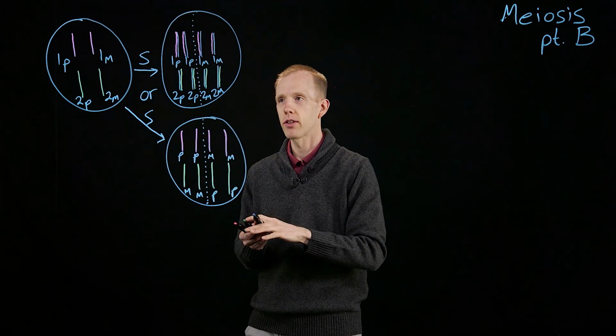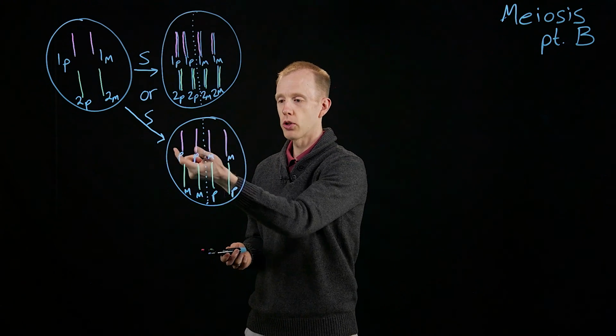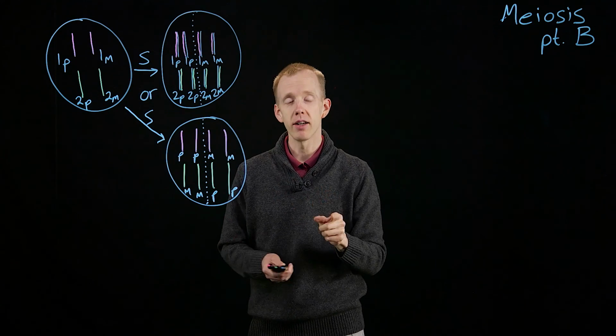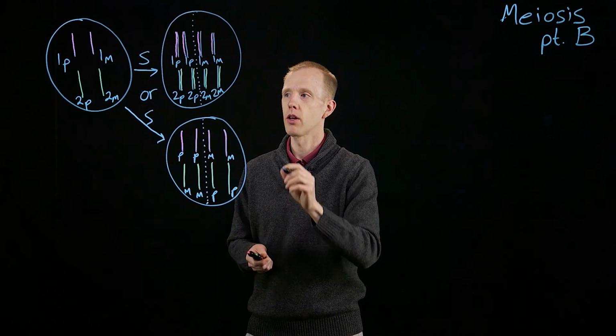And this difference, whether or not the 2 paternal versions are on the same side of the cell, or it's paternal with maternal and paternal with maternal, is going to make a big difference in the types of gametes that are produced at the end of meiosis.